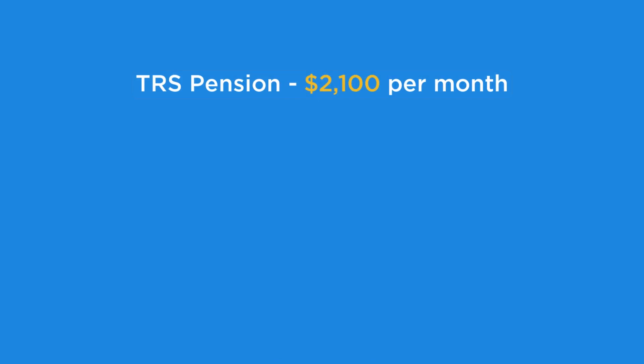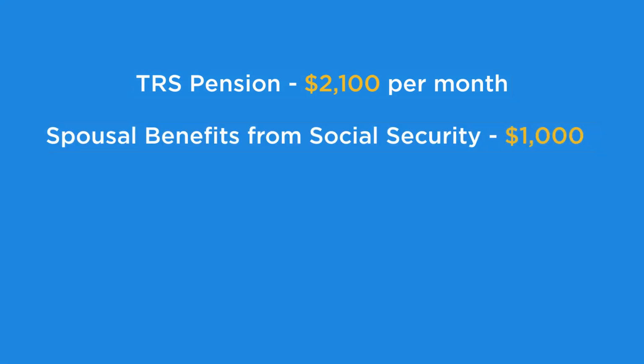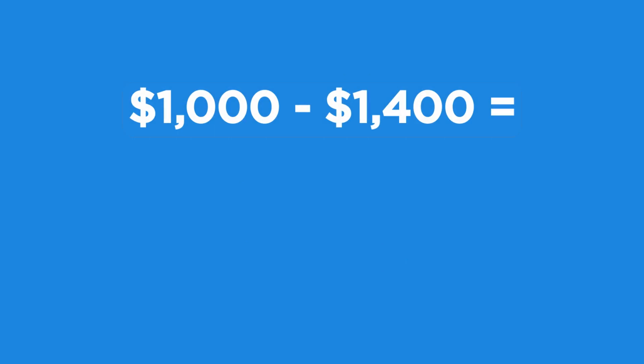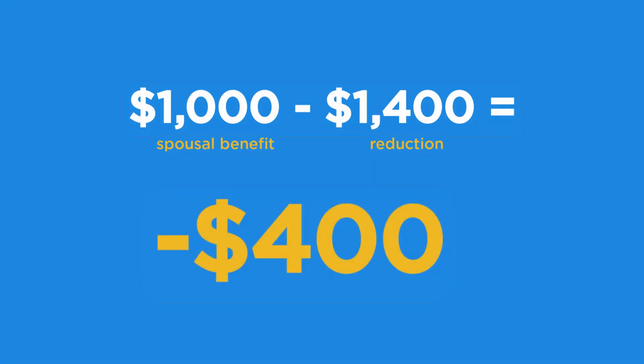So let's say you have an individual who has a TRS pension of $2,100 per month. They are eligible for $1,000 spousal benefits from Social Security. In this case, take 2/3 of their TRS pension, so 2/3 of $2,100, which will create a reduction to their spousal benefit of $1,400. So when we apply that $1,400 reduction to their $1,000 spousal benefit, we get -$400, which brings up an interesting question. Do you have to pay back $400 to Social Security? No, you don't. You can never have a negative Social Security benefit. However, the GPO in this scenario would reduce that spousal benefit to 0.